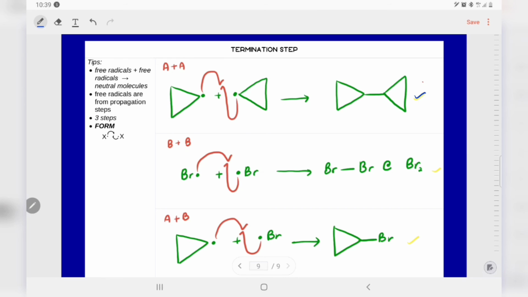Okay, so kalaulah free radical jenis A combine dengan free radical jenis A juga, dia akan menghasilkan structure produk ini. Kalau B dengan B akan hasilkan Br2, dan kalau A types free radical dan free radical type B ini combine, so akan hasilkan bromocyclopropane. Right, itu sahaja. So kita boleh buat mekanisme dalam soalan tutorial.